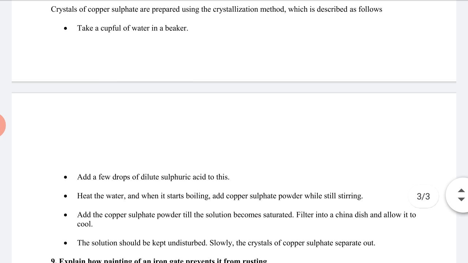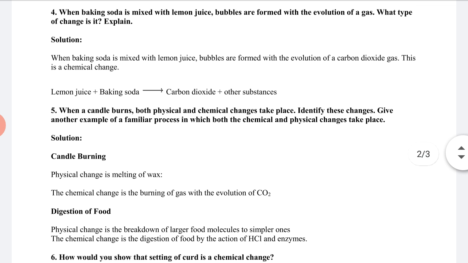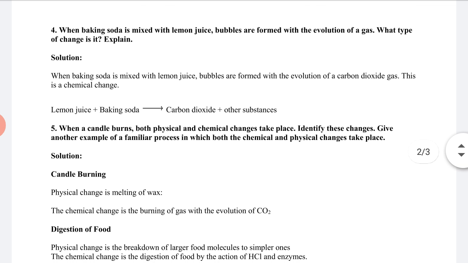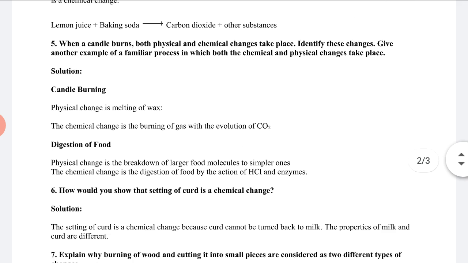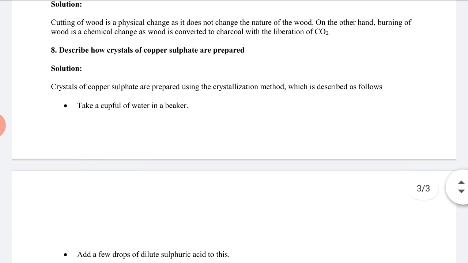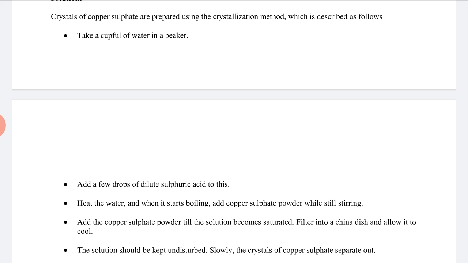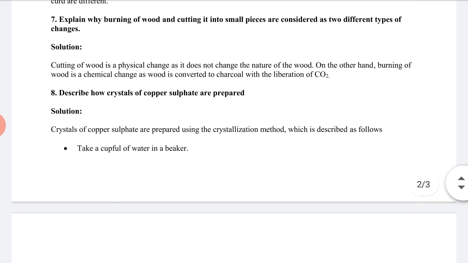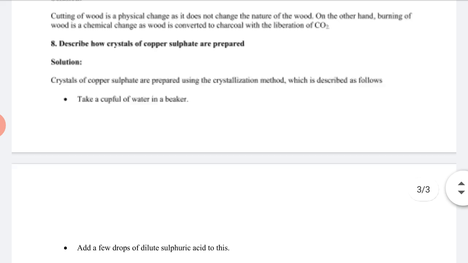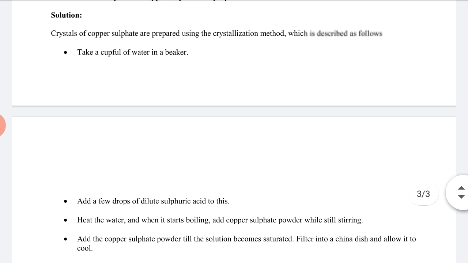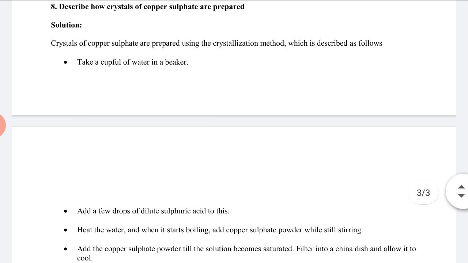So today we discussed the 4th, 5th, 6th, 7th and 8th questions. So the whole 8 questions are completed.